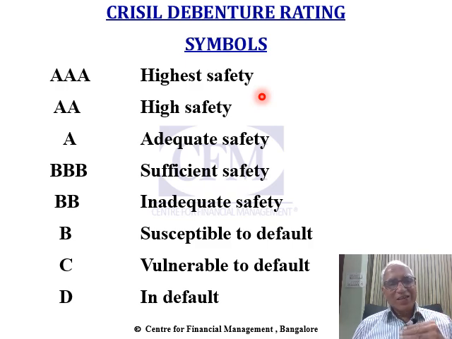It assigns ratings on a scale as shown in this column. It is an 8-point scale. Triple A means highest safety, double A means high safety, A means adequate safety, triple B means sufficient safety, double B means inadequate safety, B means susceptible to default, C means vulnerable to default, D means in default.